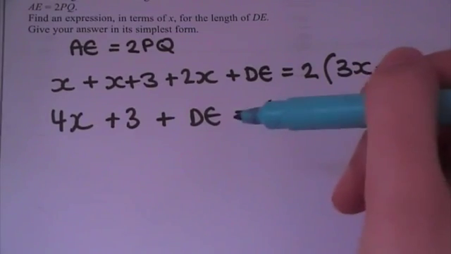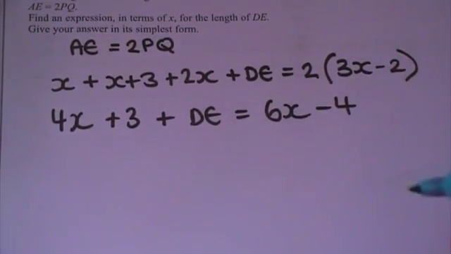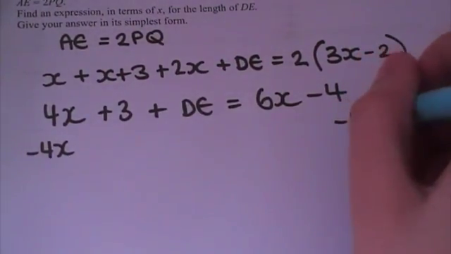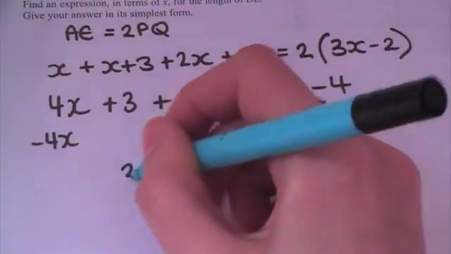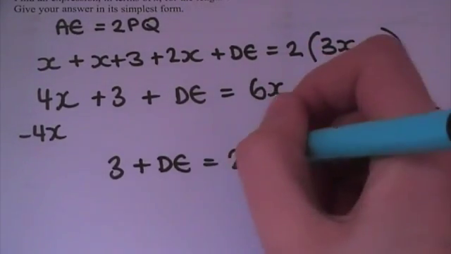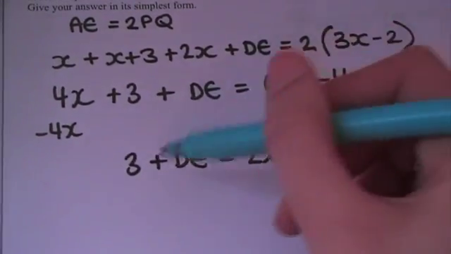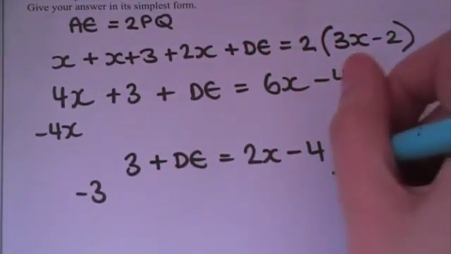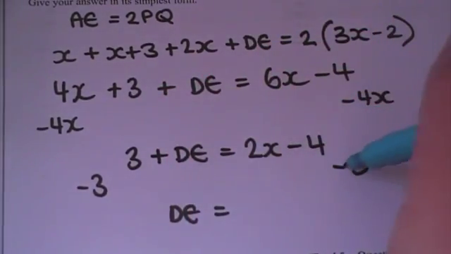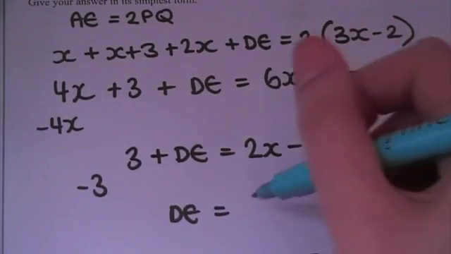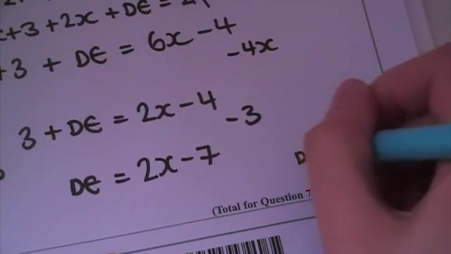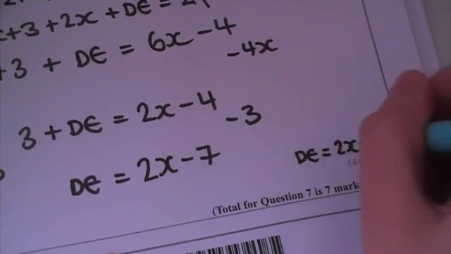Now we want to work out what DE is, so we want to get DE on its own on one side. So I'm going to minus 4x from this side, and I'm going to take 4x from this side. So that will leave me with 3 add DE equals 2x minus 4. And we're going to take this 3 over. So that will leave me with DE equals, so if I'm at minus 4 and I take away another 3, I'm going to be at minus 7. So 2x minus 7. So our answer, DE equals 2x minus 7.